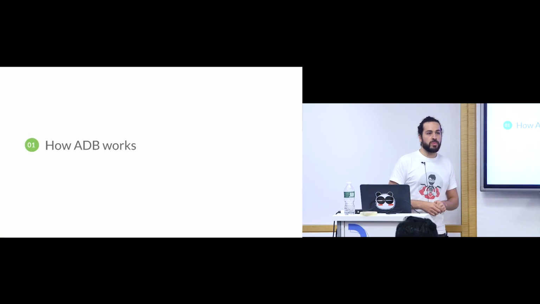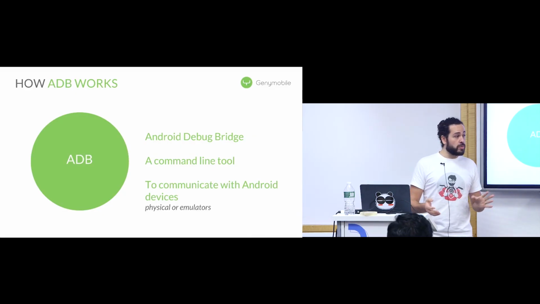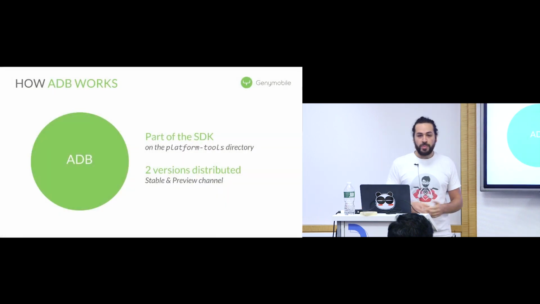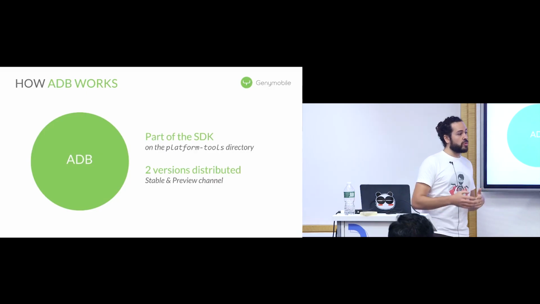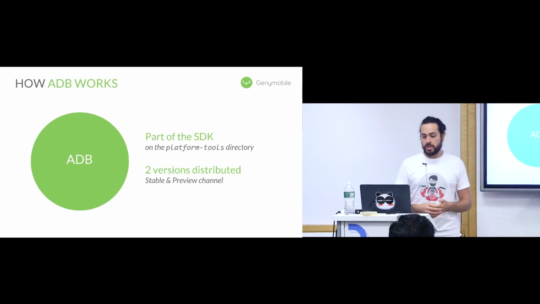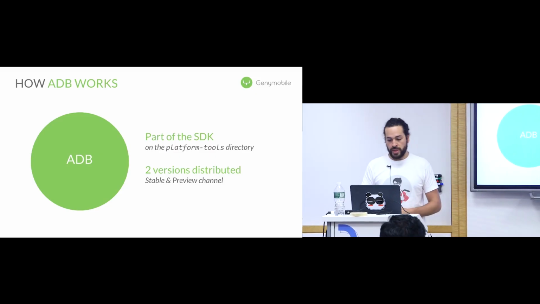Okay, let's start. How ADB works. First, ADB stands for Android Debug Bridge. It's a command line tool, and it helps you to interact with an Android device, right? It's part of the SDK. You can find it in the platform-tools folder. And you can have between one and two versions released by Google. One is the stable, it's always there. And sometimes you have the preview channel for the next version of ADB.